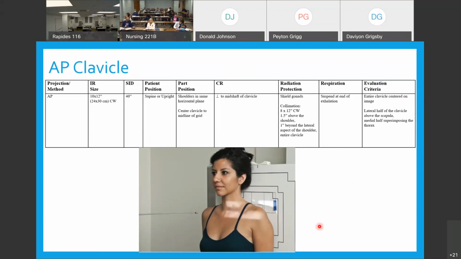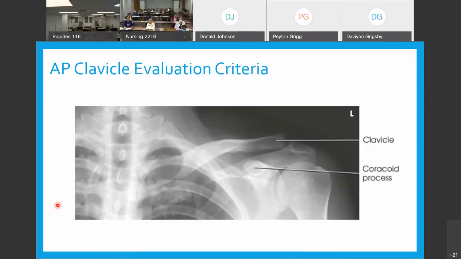The entire clavicle is centered. The lateral half of the clavicle above the scapula. The medial half superimposing the thorax. Let me show you this here. All right. So looking at this whole clavicle, just about half of it. This is about the center of it right here, right? So we have half of it cleared the thorax above the shoulder, and the other half is still over the thorax. That tells you it's a straight AP because we still have that angle that we're looking for. Okay, it's not distorted. That's the natural look of a clavicle. But it says half over the thorax, the other half is cleared above the shoulders.